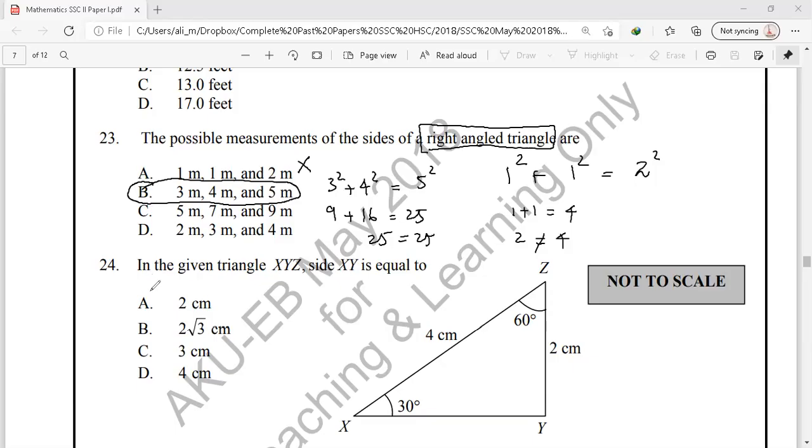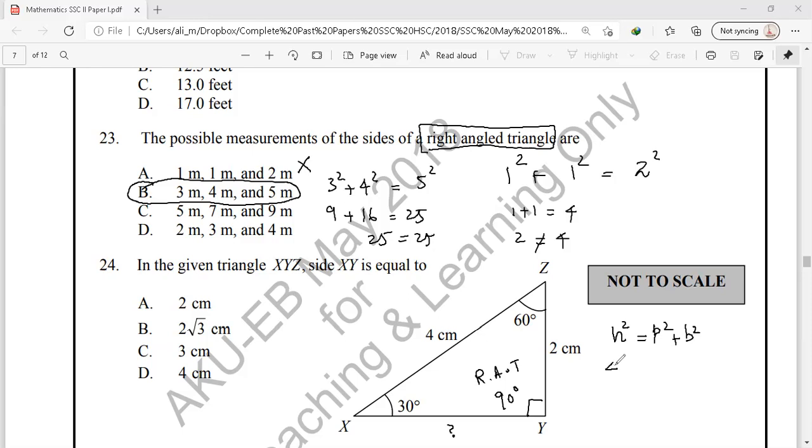So next we have question number 24. In this given triangle XYZ, we have to find the value of the side XY. In this triangle, two angles, 30 and 60 degrees, are given, and the third angle would be equal to 90 degrees, because the sum of all three angles is equal to 180 degrees. So this 90 degree shows that we have a right angle triangle, and for a right angle triangle the Pythagoras theorem is applicable. So we can find the third side by using this theorem.